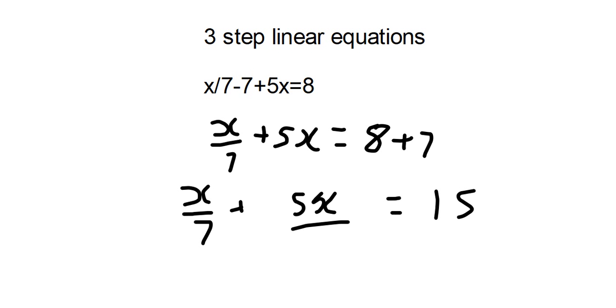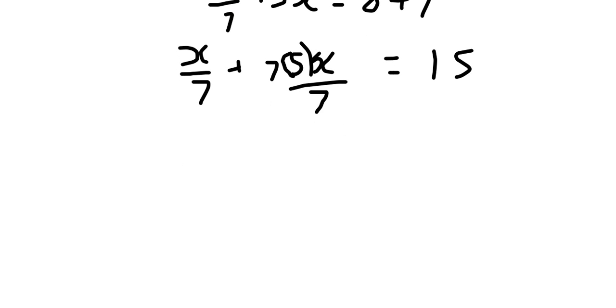In order to get a 7 on the bottom, I'm going to divide that by 7, but that changes its value. So to not change the value, I'm going to also multiply it by 7. So have a look at what I did here. I took my 5x and I multiplied it top and bottom by 7. And by doing so, I didn't change the value, since times 7 divided by 7 doesn't affect its value, but what it does is give me a common denominator. So with my common denominator of 7, I can combine them now.